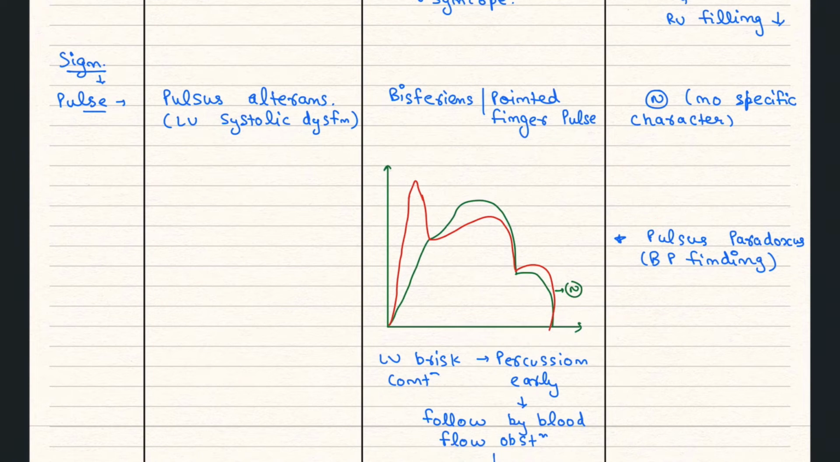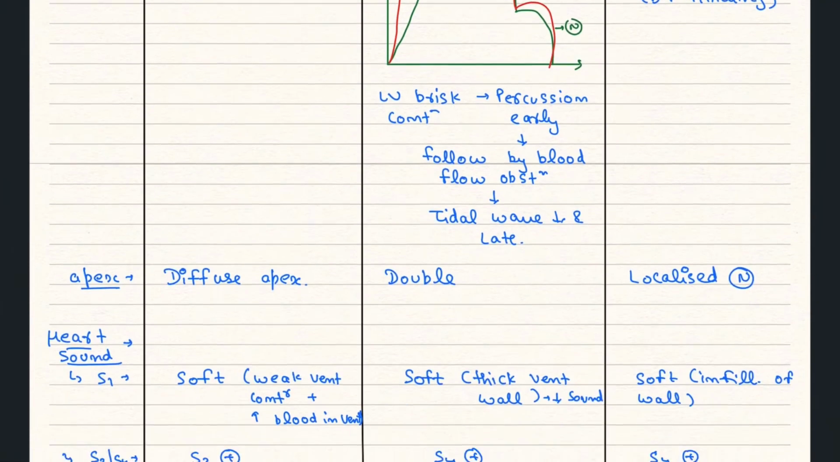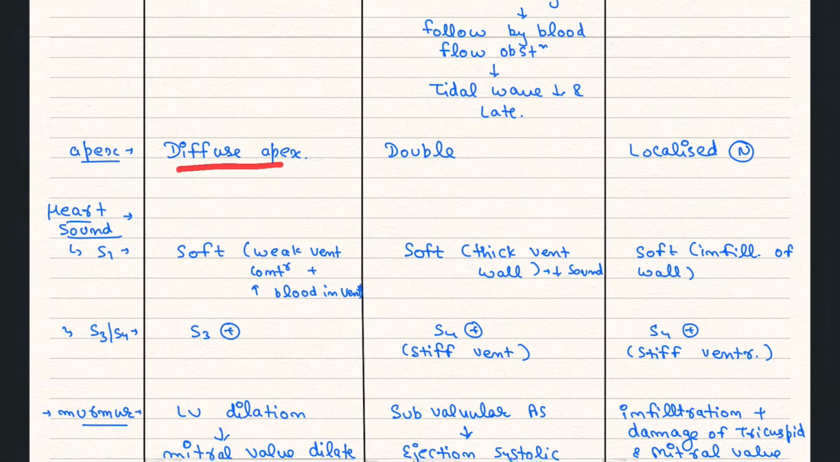What is pulsus paradoxus? That is the systolic blood pressure during inspiration minus expiration. Normally the blood pressure during inspiration minus expiration should not be more than 10. If it is more than that, it is pulsus paradoxus. Okay, in apex it will be a diffuse apex. Diffuse apex, that is the apex will be felt over an area of more than 2.5 cm diameter. Okay, while in hypertrophic a double apex will be felt, while in restrictive it is normal.